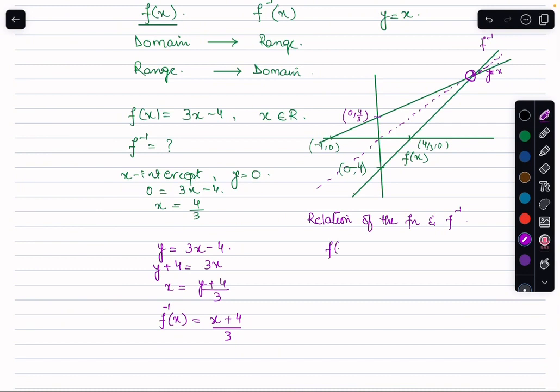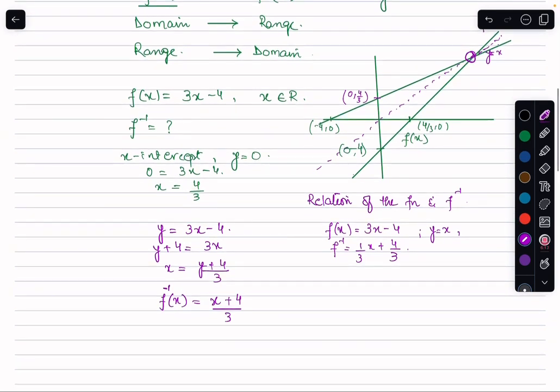Meaning, if my given function is 3x minus 4, for the point of intersection, I can see that there are three lines. One is y equals x, and the third is the inverse, which we got as 1/3 x plus 4/3. So I can just equate any two of the equations.